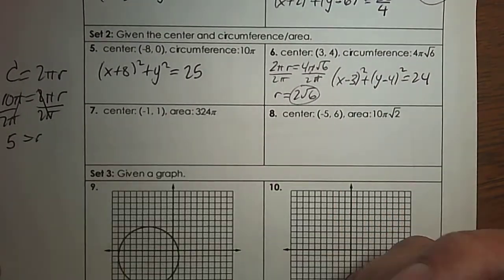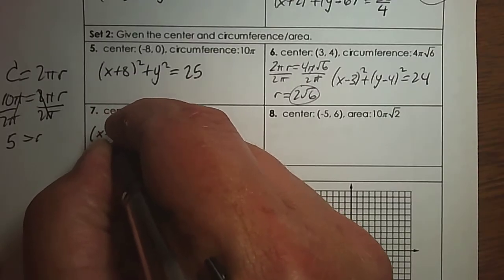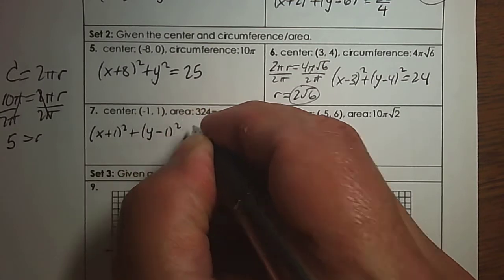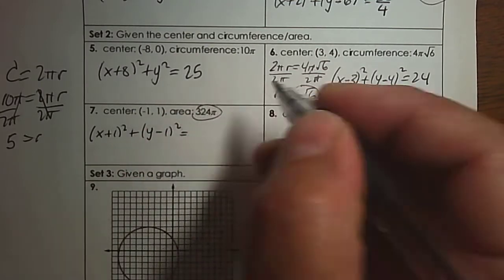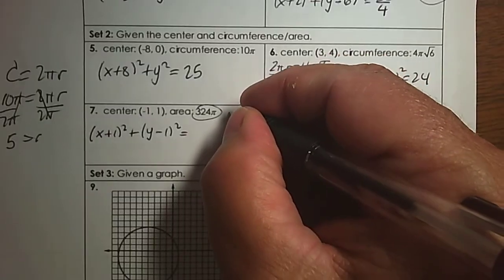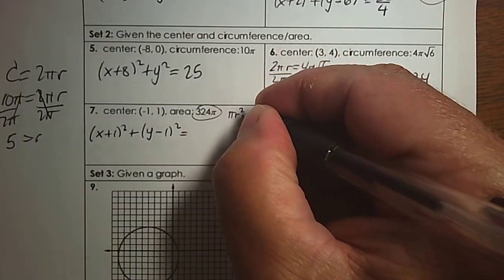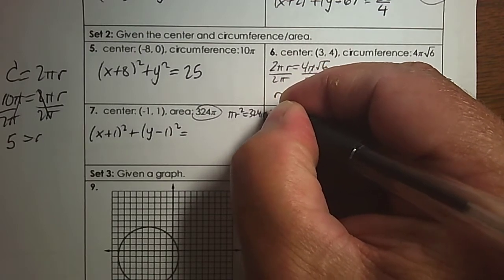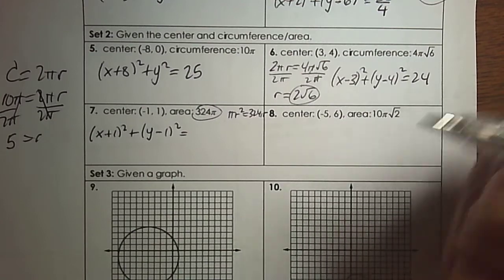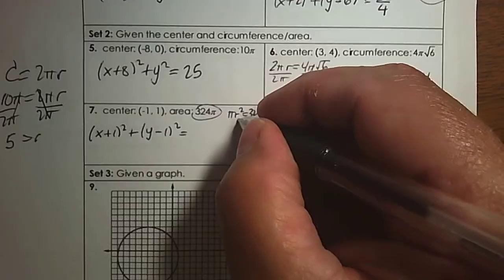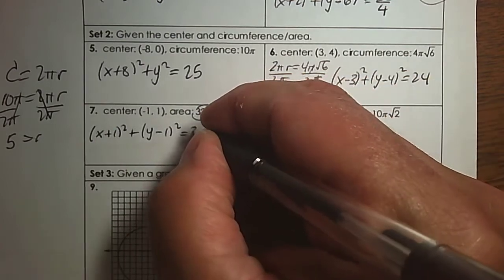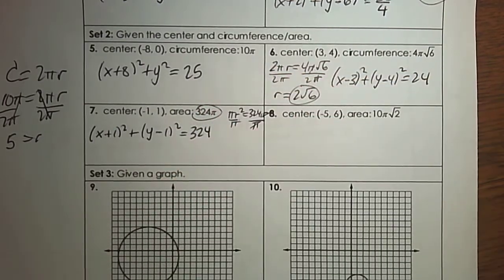All right, number 7. The center x coordinate plus 1, and then the y coordinate would be minus 1. But the area is this. Now, I'll do this on the side here. The formula for area of a circle is pi r squared. Now, the good news about that is I really just want r squared. I don't want r. I want r squared for my formula. So to get r squared by itself, you just divide by pi. So if I divide by pi, what I'm looking for is right there, 324.